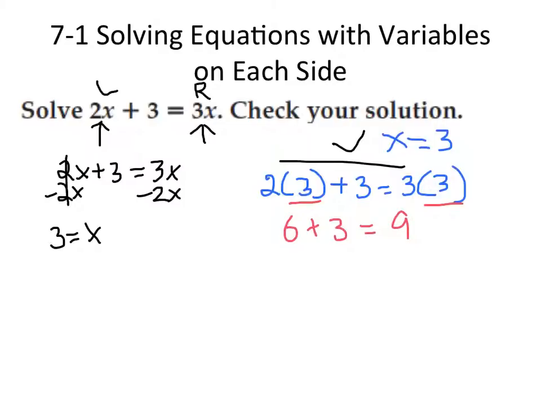So you can see 2 times 3 is 6. I'm going to add 3 to it. On the other side of the equation, I had 3 times 3 and it's 9. I know that 6 plus 3 is 9. So it does check out. My answer is x is equal to 3.